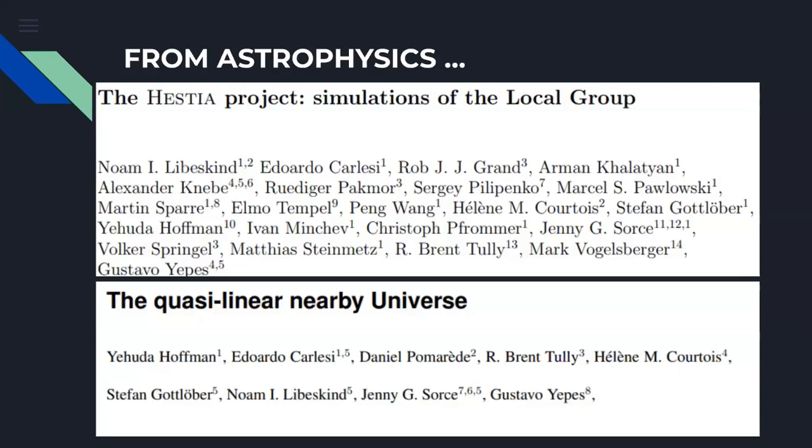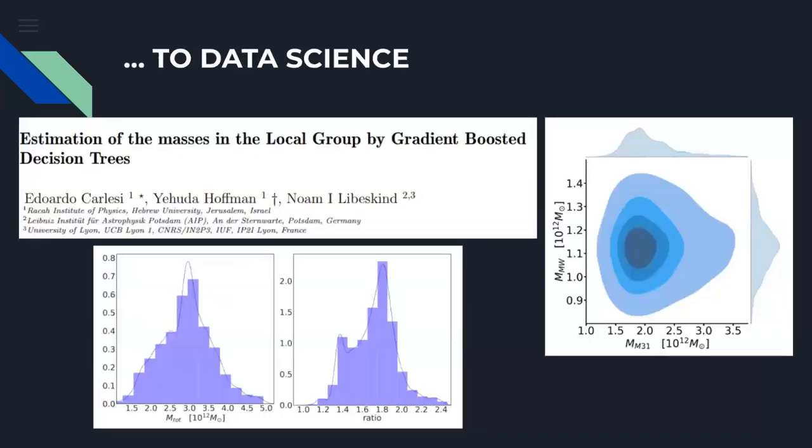And then in 2020, something happened, as you might all know, and I decided to take a turn in my career. I started studying data science, but within the context of astrophysics. My first data science project in astrophysics was this paper that we published last year. It uses a quite simple machine learning algorithm called gradient boosted decision trees to estimate the masses of the Local Group of galaxies.